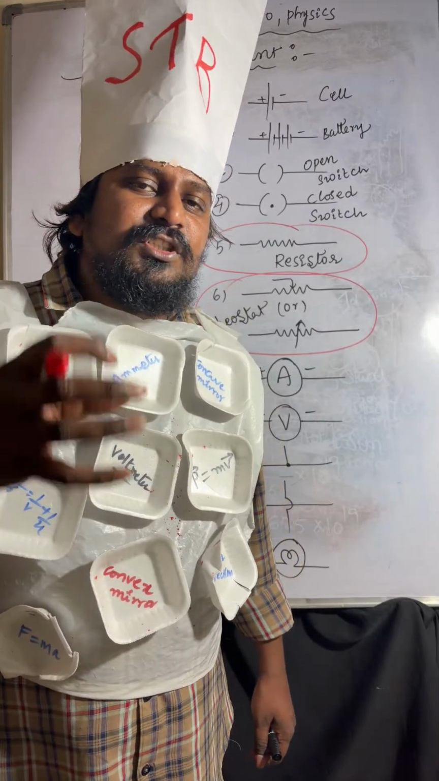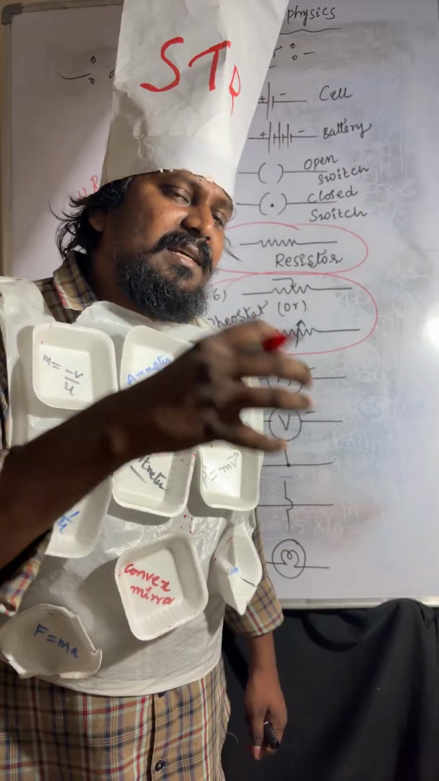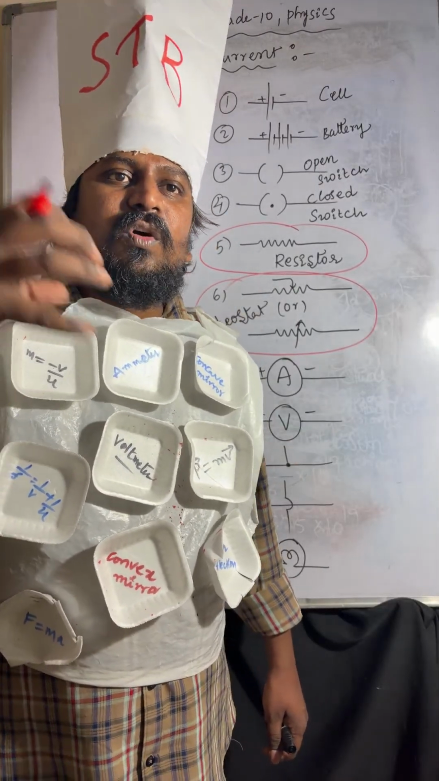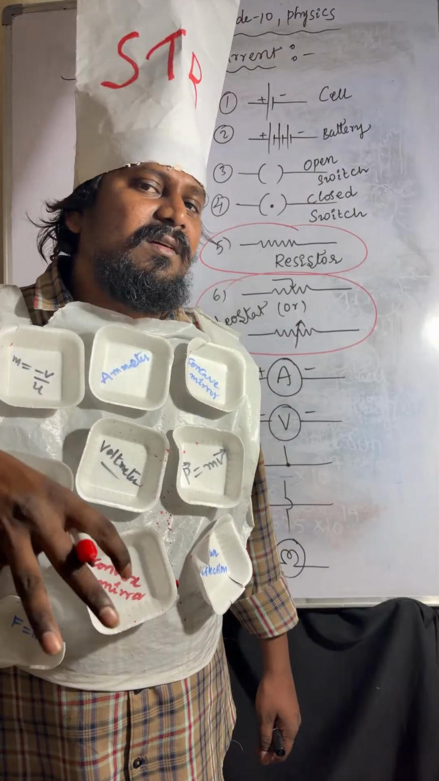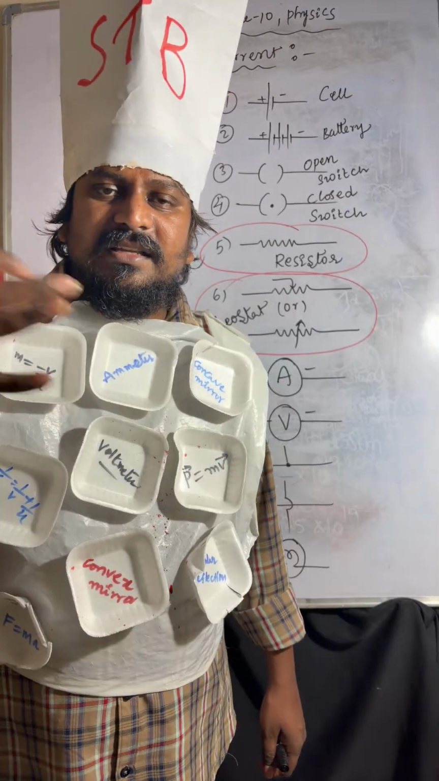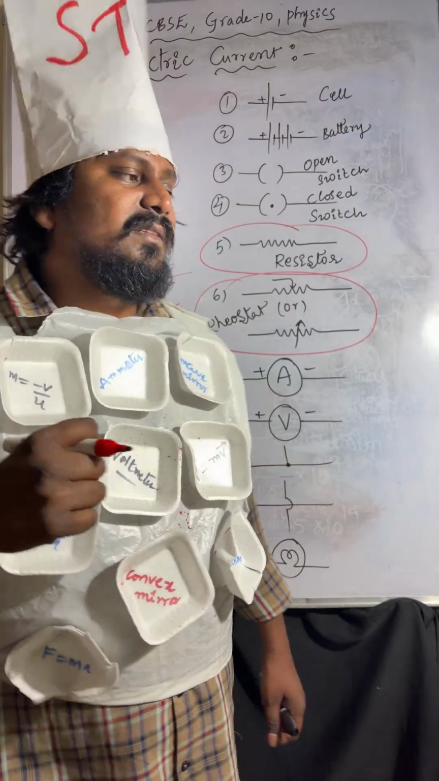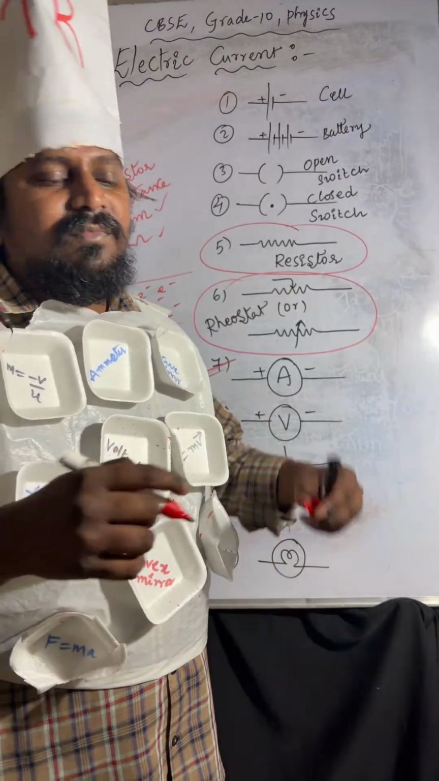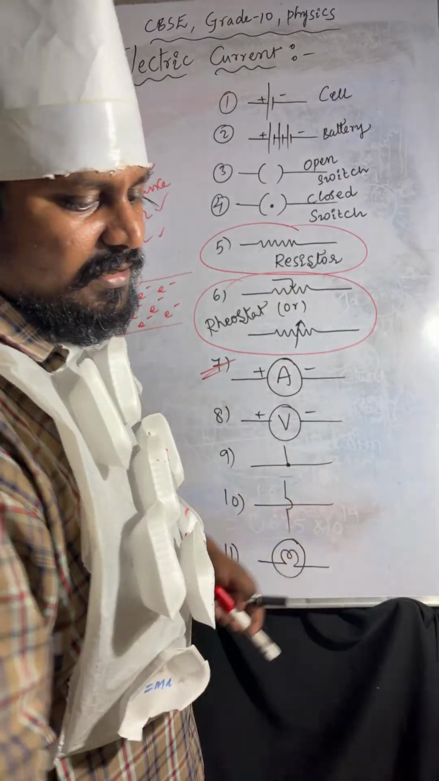Ammeter is a device which is used to measure the current. Ammeter will be connected in series combination. Voltmeter is connected in parallel combination. It will measure the potential difference across the ends of the given metallic conductor. Okay, so wire joining, wire crossing, bulb.